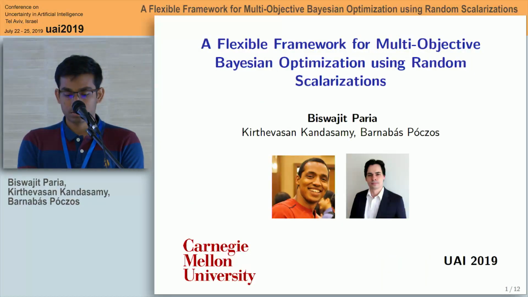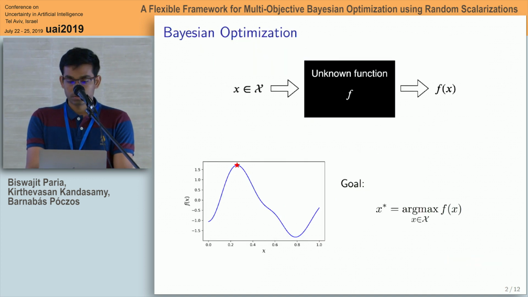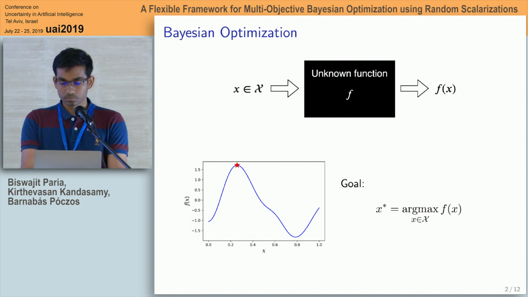I am Viswajit, and this is joint work with Kirtavasan and Barnabas, other folks from CMU. And today I'm going to talk about using random scalarizations for multi-objective Bayesian optimization.